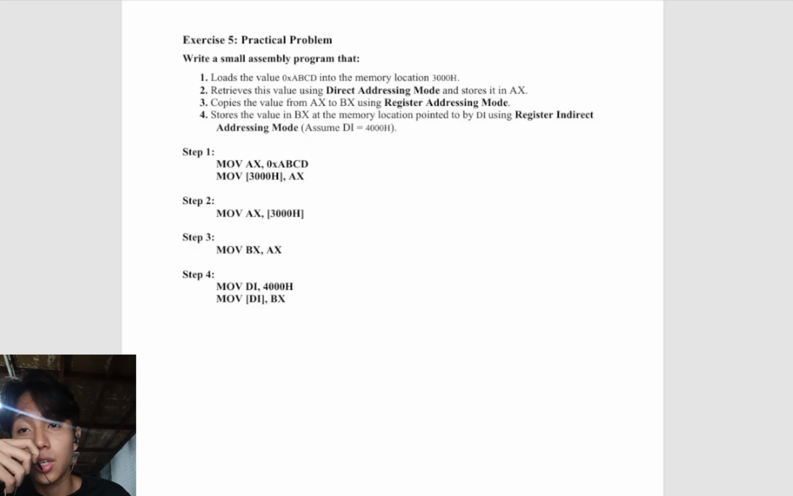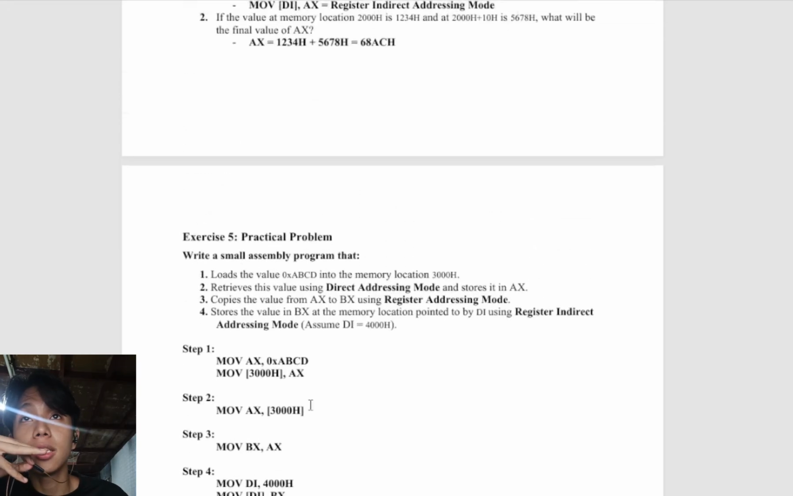And lastly, number 4: MOV DI, 4000H, then MOV [DI], BX. It's because DI is set to 4000H, then the value of BX is stored into that memory location. And that will be all.